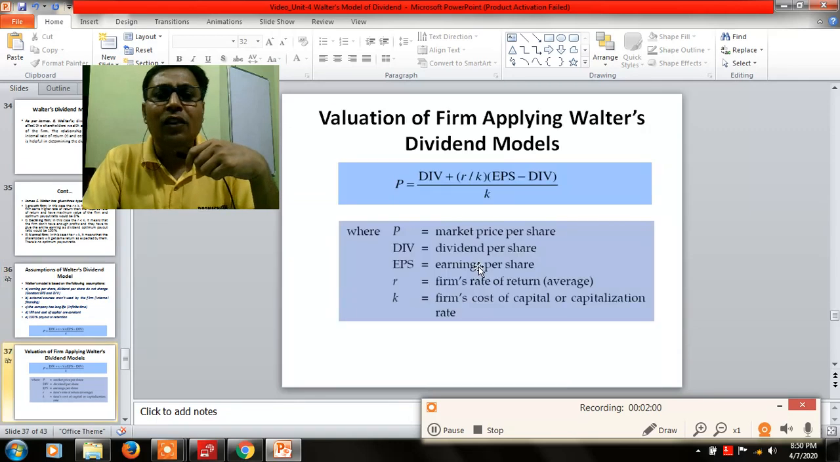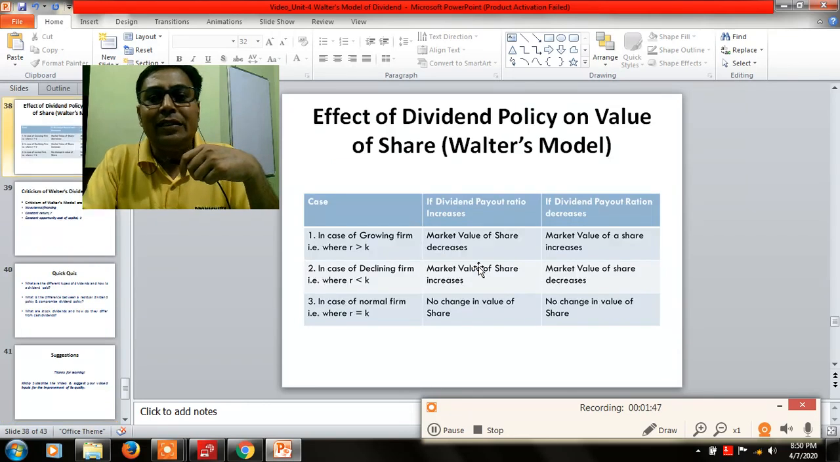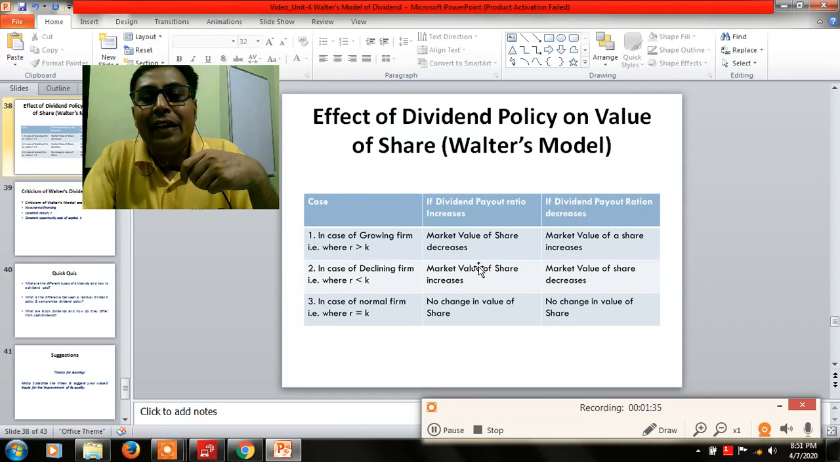So valuation of the firm is done on the basis of the formula mentioned on the screen. P is equal to dividend plus R by K multiplied by EPS minus dividend, divided by K. In this, Walter's model basically explains the effect of dividend policy on the value of share. In case of a growing firm, the market value of share will decrease if the dividend payout ratio increases, and the market value of share will increase if the dividend payout ratio decreases.